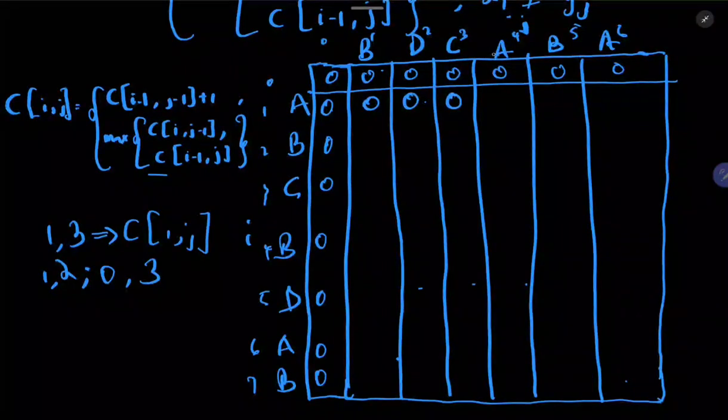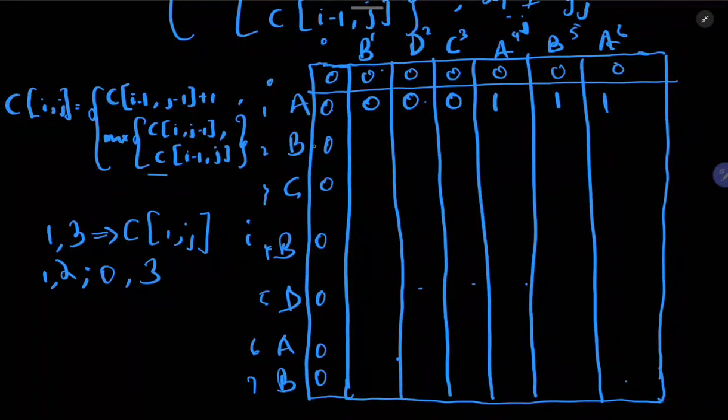A and A are the same, so we go with this. So this is C[i-1][j-1], whatever we have there, plus 1. And what we have there is 0, so plus 1 is 1. A and B not the same, so we want the maximum between this and this, which is 1. A and A, oh, they're the same, yeah. So this is 1, 2.